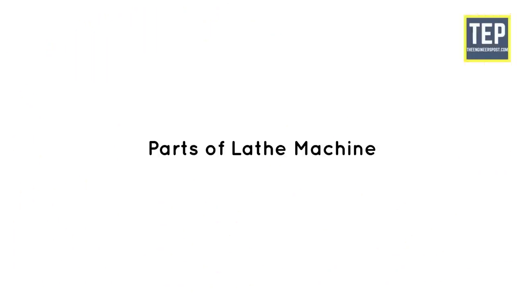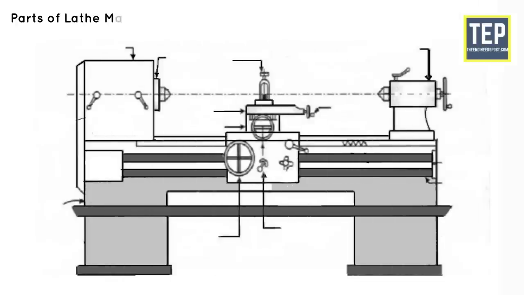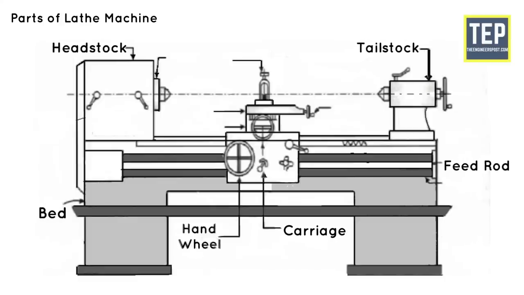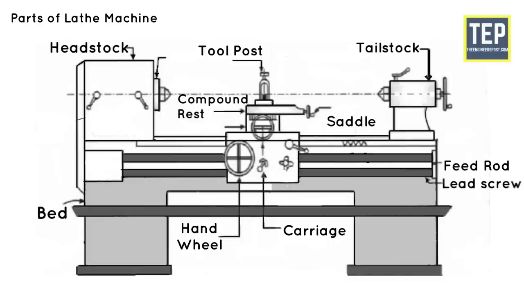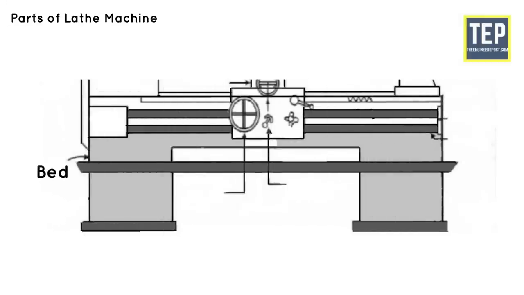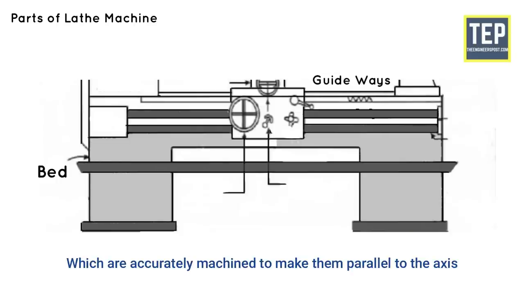Parts of lathe machine. The main parts of a lathe machine are bed, headstock, carriage, feed rod, tailstock, hand wheel, tool post, saddle, compound rest, and lead screw. The lathe bed is the base of the machine, which has a solid structure. It should be able to withstand heavy pressure. On top of the bed, there are V-type guideways that include an angle of 90 degrees. There are two guideways provided on the bed, which are accurately machined to make them parallel.